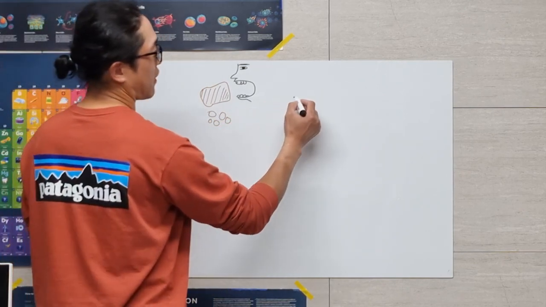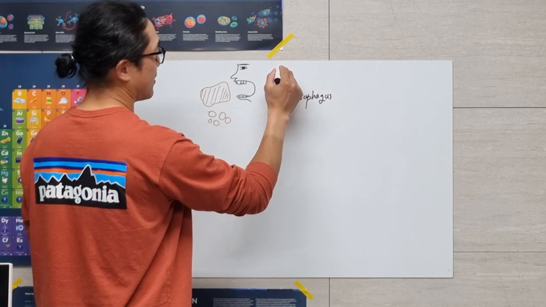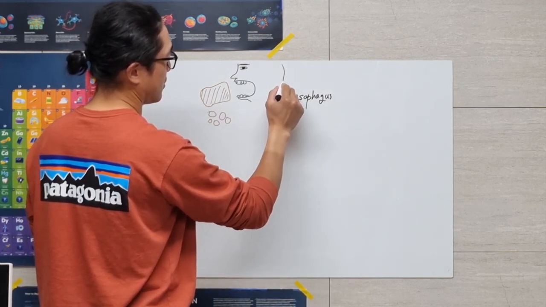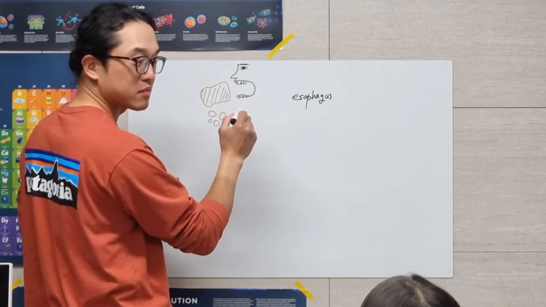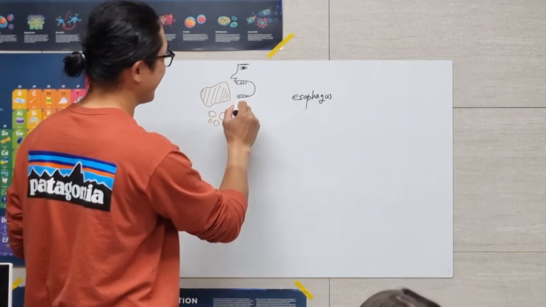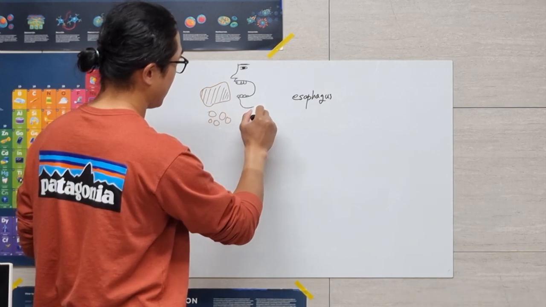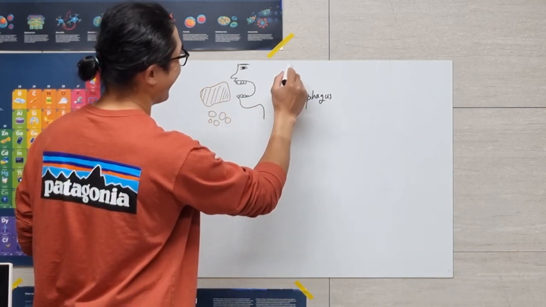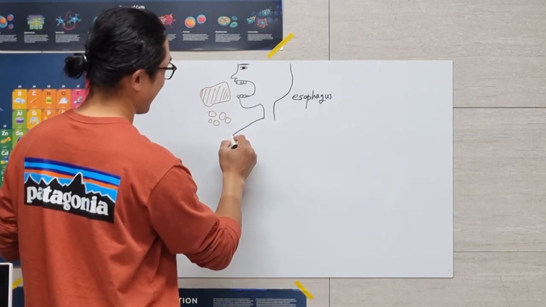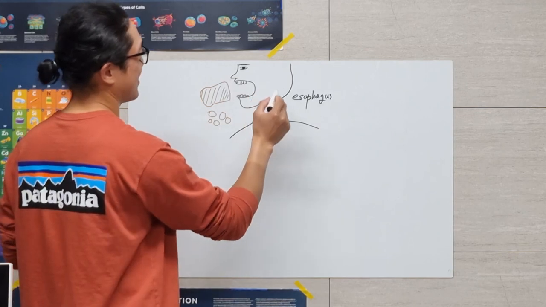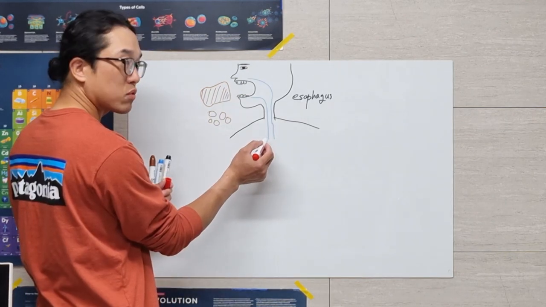Esophagus. Esophagus. Huh? I'm gonna draw that now. He's bald. Yeah. It's not easy, huh? It's true.